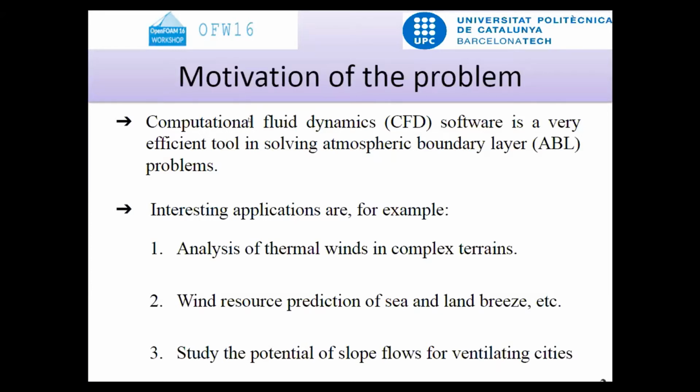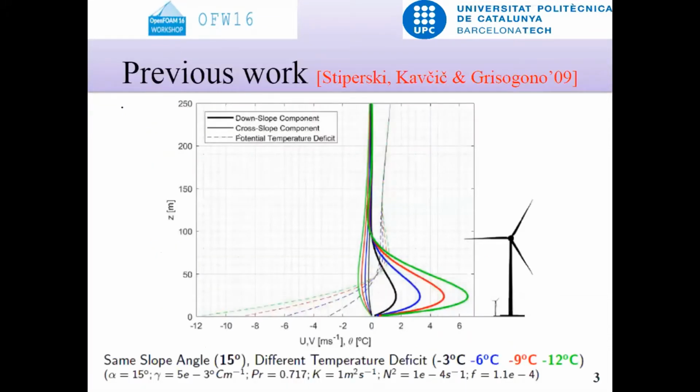Previously, Stiperski used a model with an infinitely long mountain, where he simulated a katabatic wind and saw the feasibility of producing downslope winds with a higher temperature deficit. The temperature deficit is the temperature difference between the wall and the free stream. If it is more, you can see here that you have the maximum velocity mode.